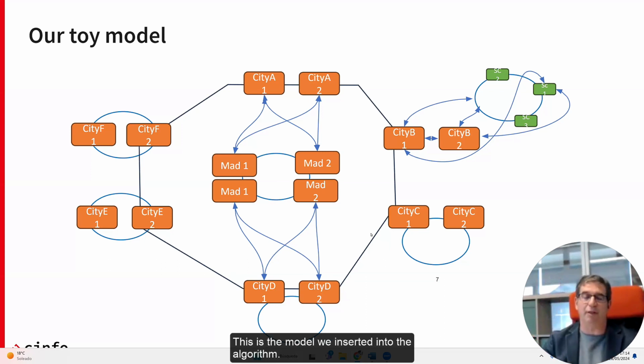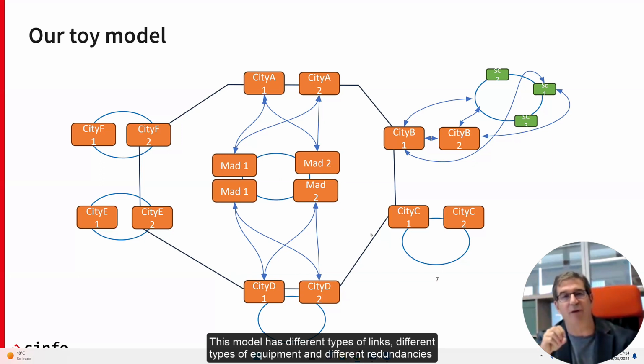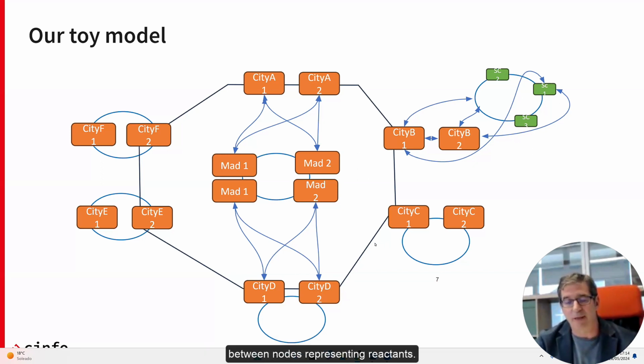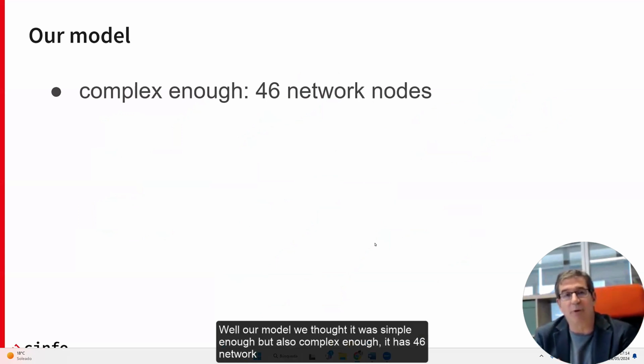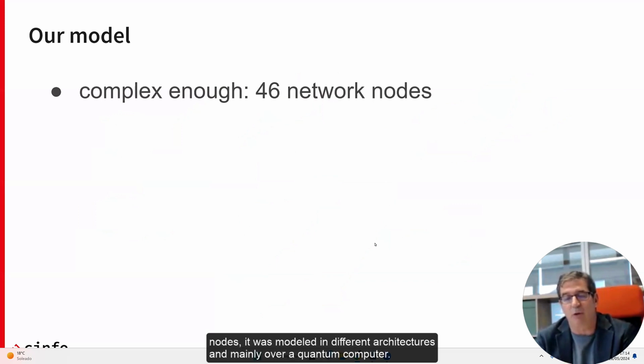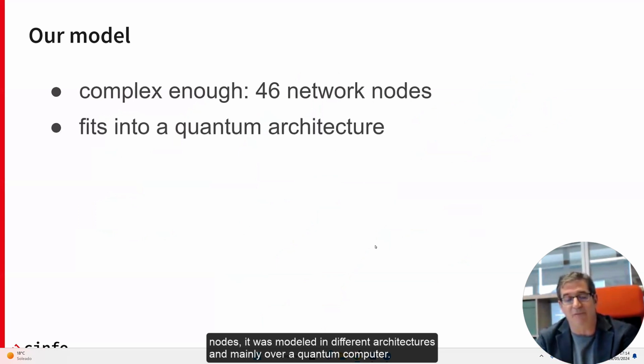And well, this is the model we inserted into the algorithm. This model has different types of links, different types of equipment, and different redundancies between nodes representing headends. We thought it was simple enough, but also complex enough. It has 46 network nodes. It was modeled in different architectures and mainly over a QuEra quantum computer. It fitted inside the quantum architecture we had available in the last autumn.